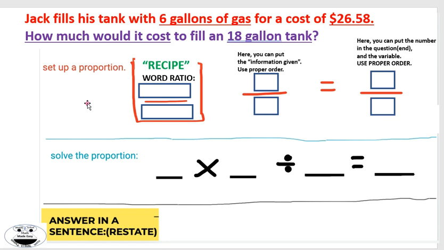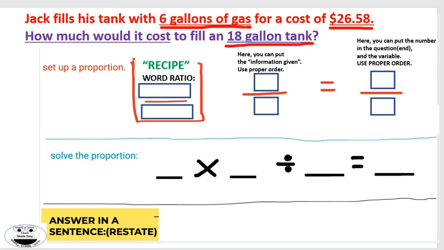What I use when we're using proportions to answer word problems is a recipe, the word ratio. First you need to read the problem and underline the key information, which I have done. So I'm going to read it. Jack fills his tank with 6 gallons of gas, for a cost of $26.58. How much would it cost to fill an 18-gallon tank?